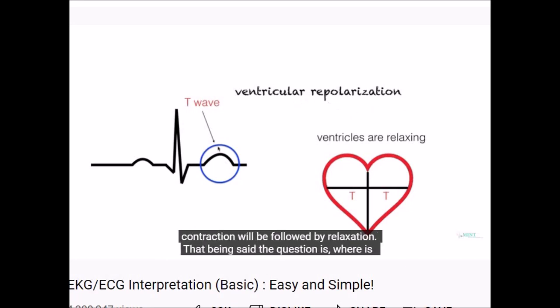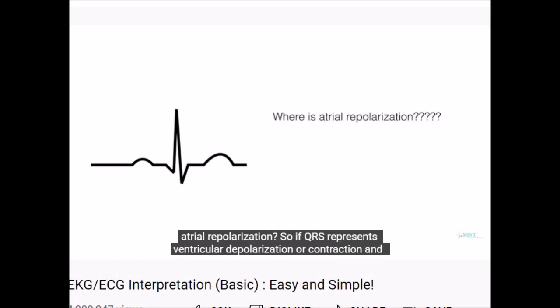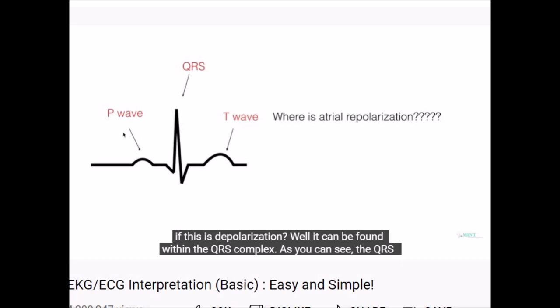So every contraction will be followed by relaxation. That being said, the question is, where is atrial repolarization? If QRS represents ventricular depolarization or contraction, and the T wave represents ventricular repolarization or relaxation, then where is atrial repolarization if this is depolarization? Well, it can be found within the QRS complex.